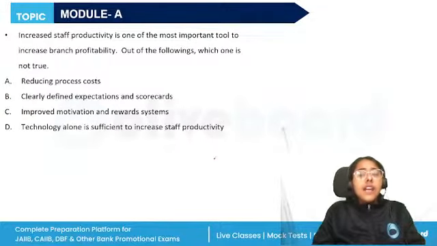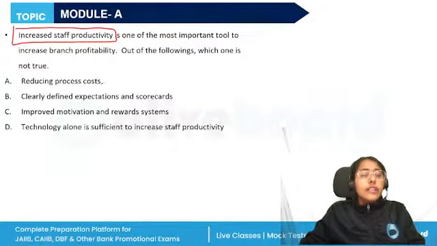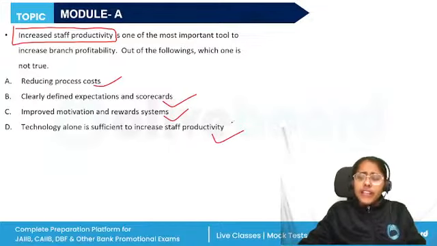Next, increased staff productivity is one of the most important tools to increase branch profitability. All right, we are given a statement. Then out of the following, which one is not true? Basically, which of the following is not an impact of increased staff productivity? Does it lead to reduced processing cost, or clearly defined expectations and scorecards, improved motivation and reward system? Or is technology alone sufficient to increase the staff productivity? Very obviously, we know the correct answer.